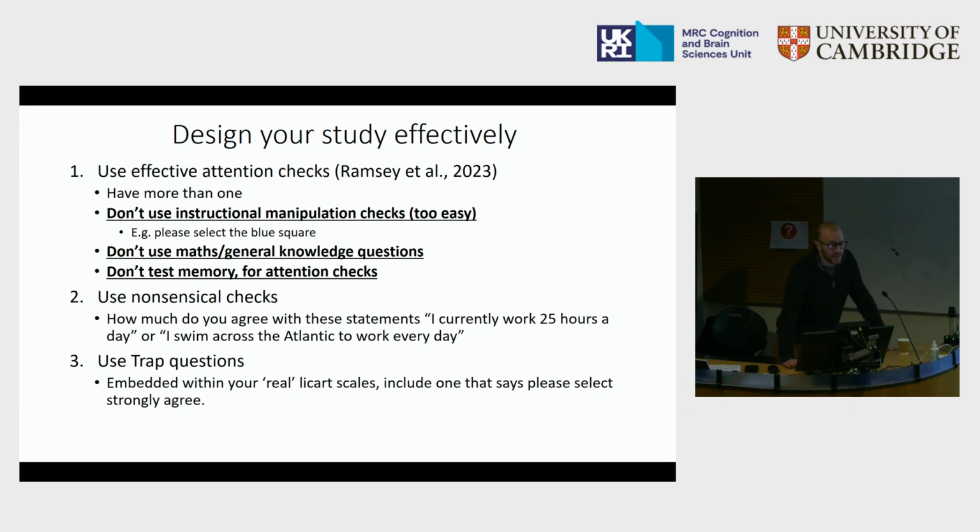One of the big things, and I'll show you some data on the next slide to back this up, is don't use instructional manipulation checks. This is the most common one that people often use. For example, in your experiment, something will come up saying, please select the blue square, and you click your blue square. Apparently, that's too easy to do for people not paying attention and also for bots.